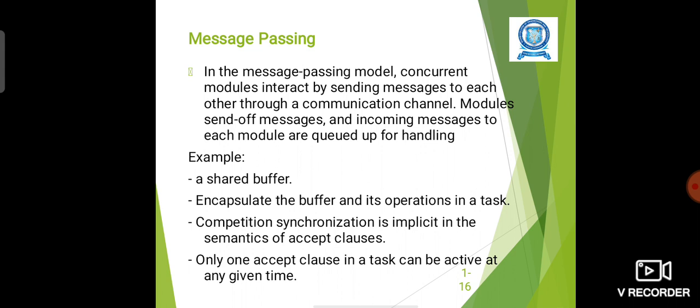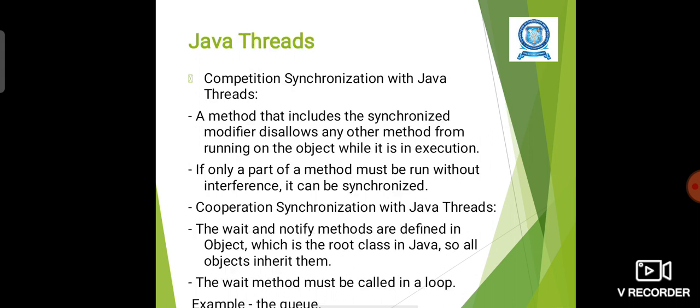Modules send off messages and incoming messages to each module are queued up for handling. So the message sharing is done with the help of a shared buffer. Encapsulate the buffer and its operations in a task. Competition synchronization is implicit in the semantics of accept clauses. Only one accept clause in a task can be active at a time.